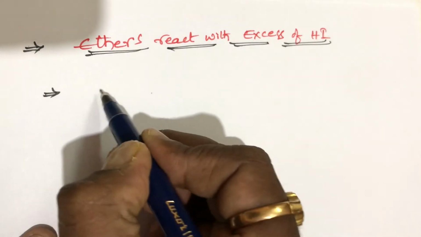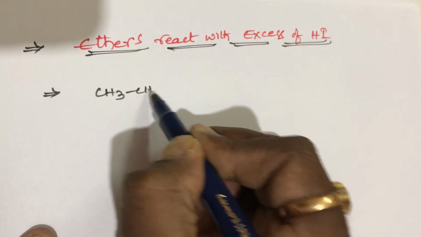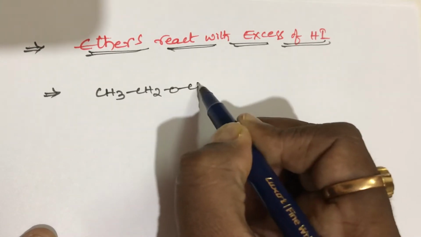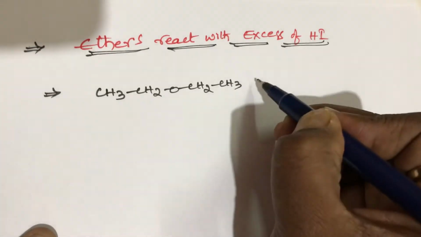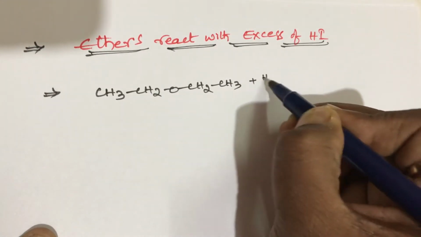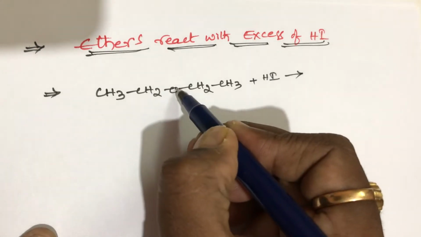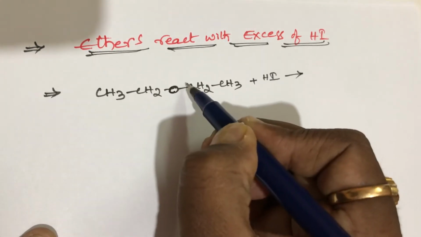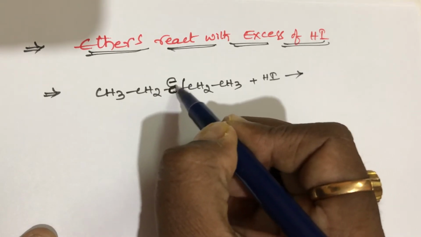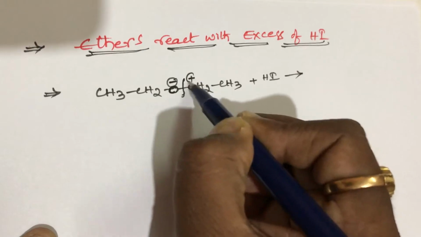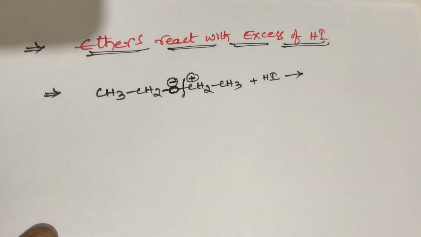Now take a simple example, a symmetrical ether, CH3CH2OCH2CH3. When a symmetrical ether reacts with normal HI, what happens to it? Bond cleavage occurs between oxygen and carbon. Both sides are possible, so we can cleave either side, left or right.